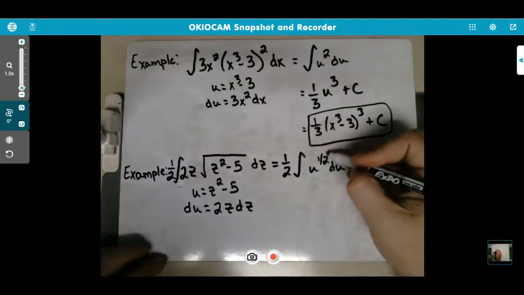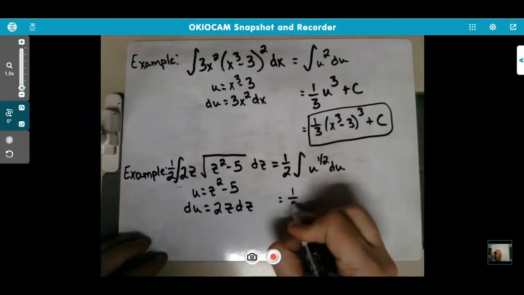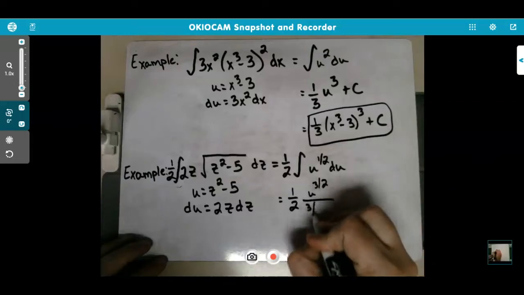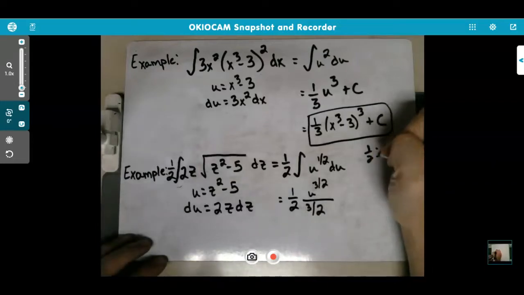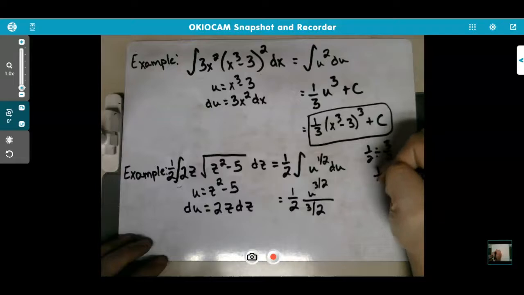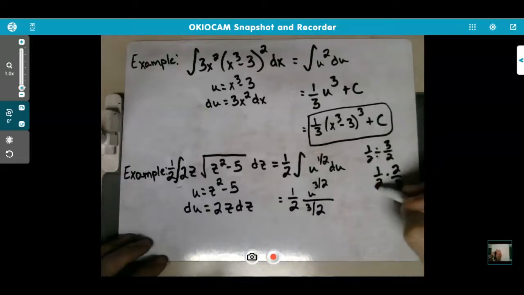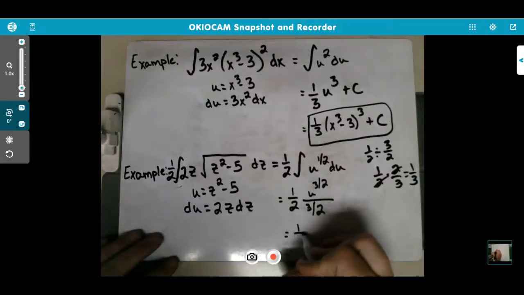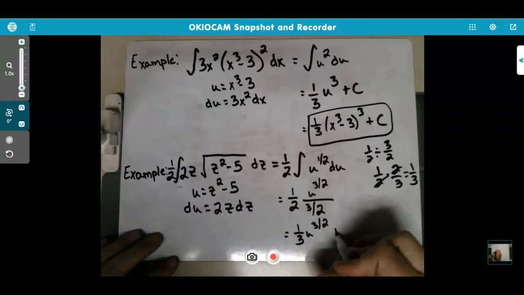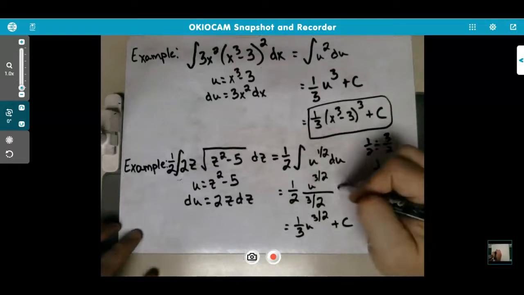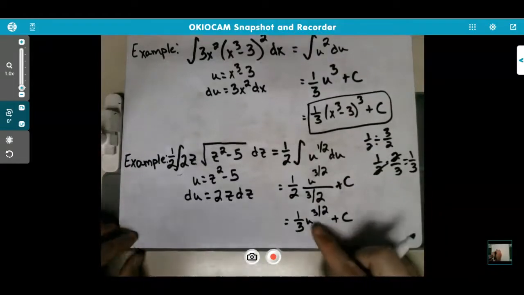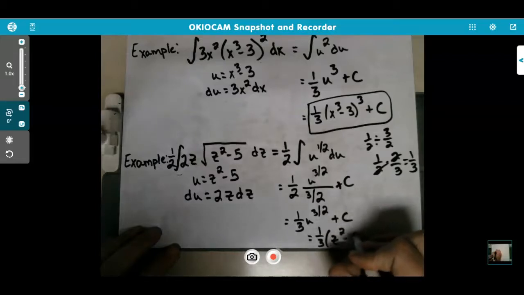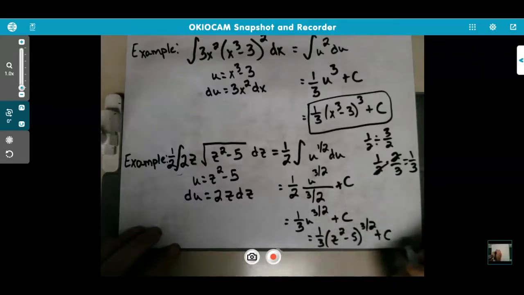So again, I just need to add 1 to the power here. 1/2 plus 1 is 3/2, and then I need to divide by the new power. 1/2 divided by 3/2 is like doing 1/2 times 2/3. So the 2's cancel out, and we have a power of 1/3. So this is 1/3 u to the 3/2 plus c. Remember to put the plus c there, that's a big deal. And then we said u was equal to z squared minus 5, so that makes it 1/3 times z squared minus 5 to the 3/2 plus c.